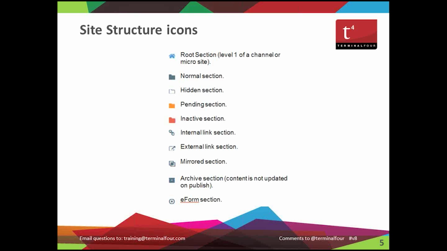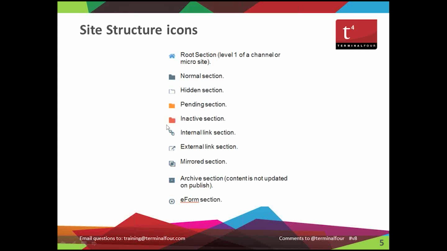A normal section being a section which publishes out and appears in any navigations that it's instructed to appear in. If you have selected a section to be hidden from navigation, this is what the folder will look like. It's an unshaded version of that folder, and that's for a hidden section. If you've made a section pending, so that it's pending to be held back from publication, it has this orange or yellow or amber color of the folder. If a section has been marked as inactive to be deleted, it will become a red colored folder in here.